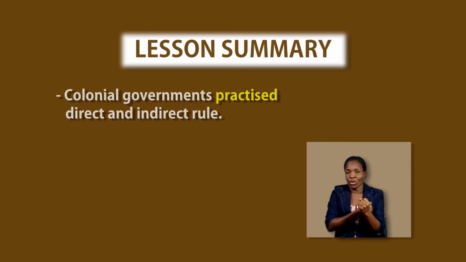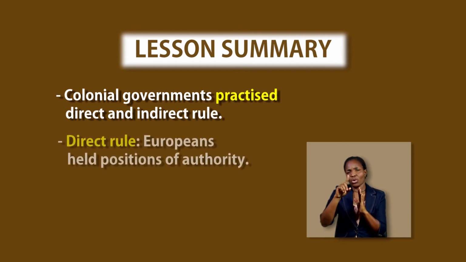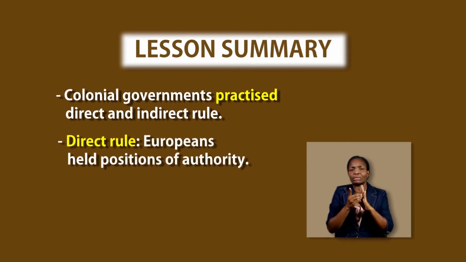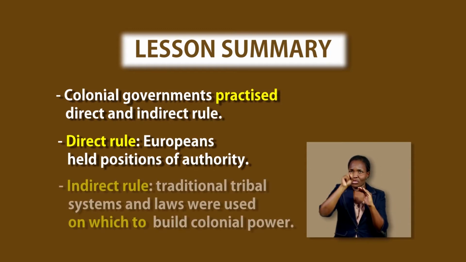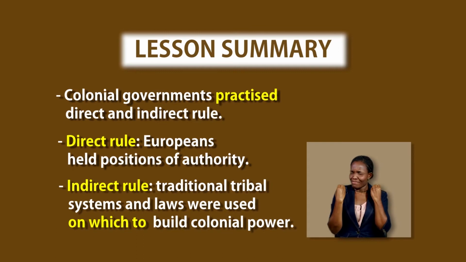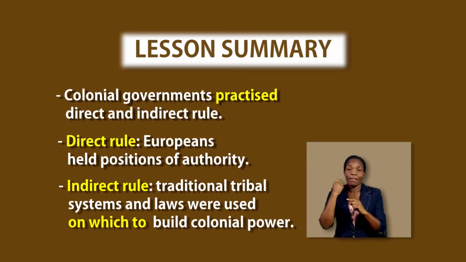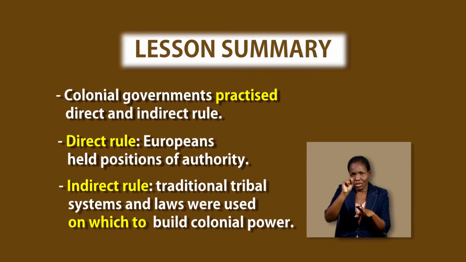Two methods of colonial government were practiced: direct and indirect rule. Colonial experience strongly influenced the development of political systems in Africa. Direct rule was practiced more especially by France, which ruled much of West Africa. Here, Europeans held positions of authority in carrying out administrative duties. Indirect rule characterized rule by Britain like that used in colonial Southern Africa, where traditional tribal systems and laws were used as a foundation on which to build colonial power. Native people were educated in Europe and returned home to take up government positions in the colony.